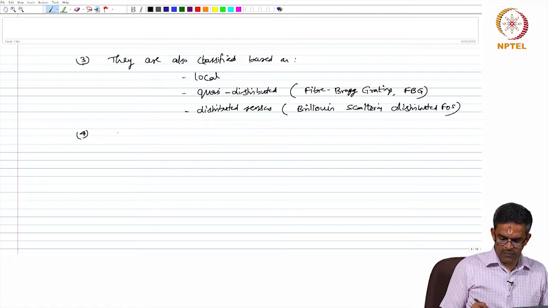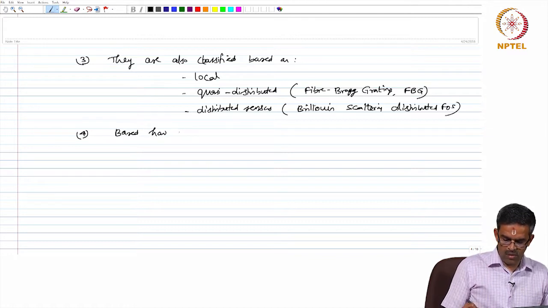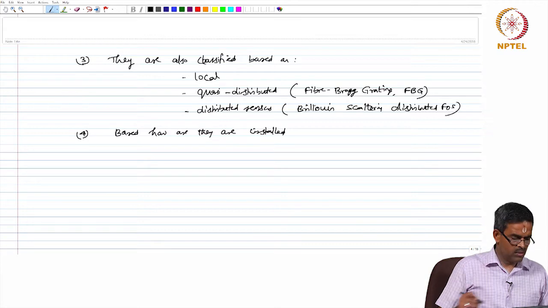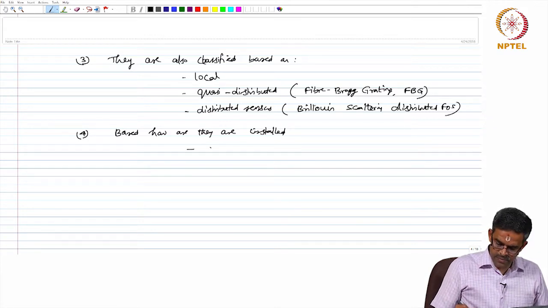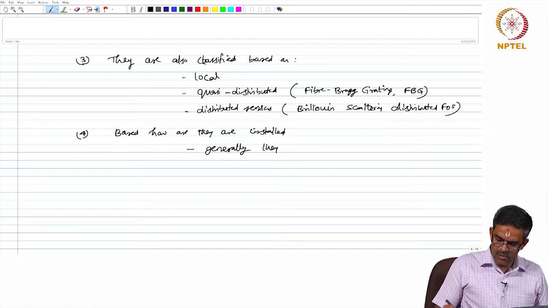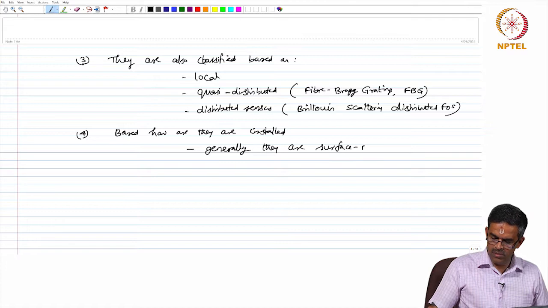They are also classified based on how they are installed. Generally, they are surface mounted, but they can be embedded also.